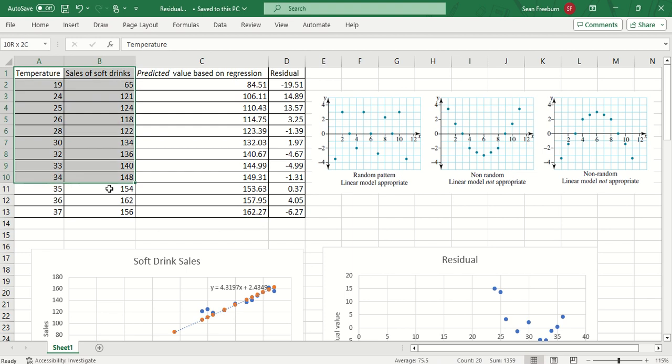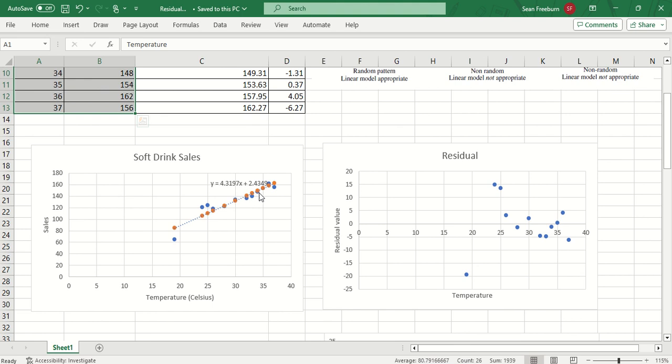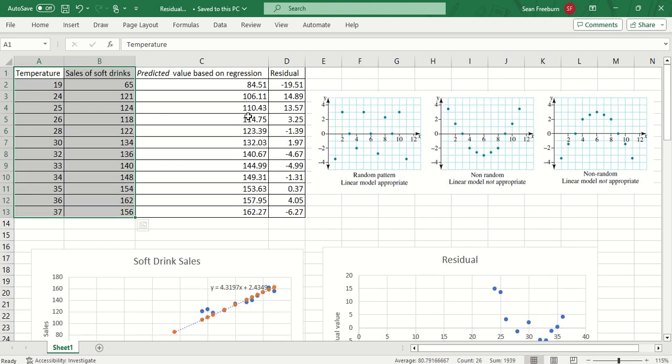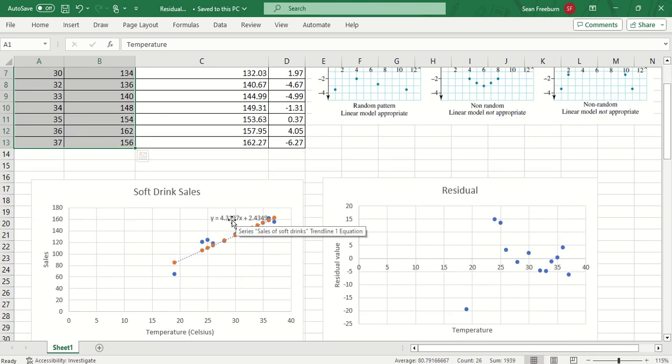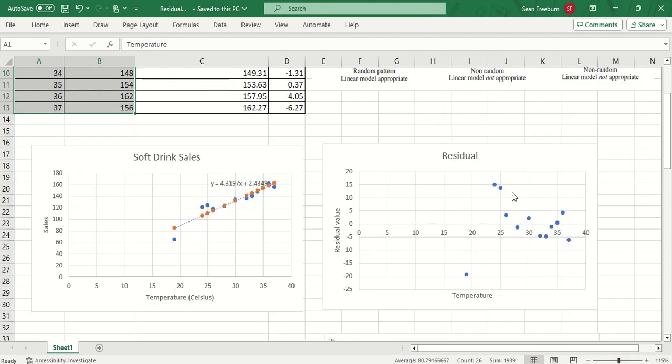So in part 1, we looked at this data set here, temperature versus sales of soft drinks. That's the blue dots on this scatter plot. I did a quick regression, that's this function up here, and I got these orange dots. Then I did a residual analysis, and I ended up with a plot that looked like this. We decided that because it was random, that meant a linear model was appropriate for this data set.